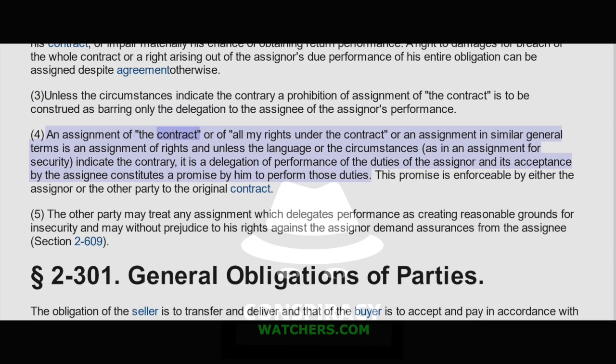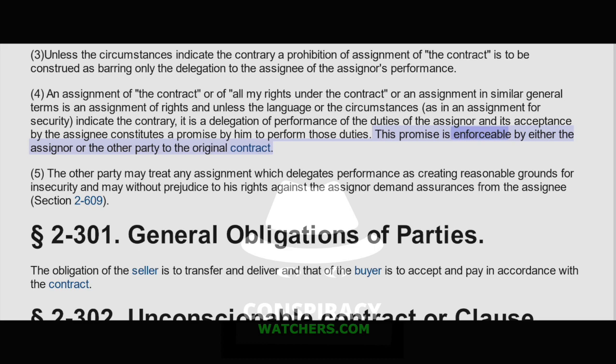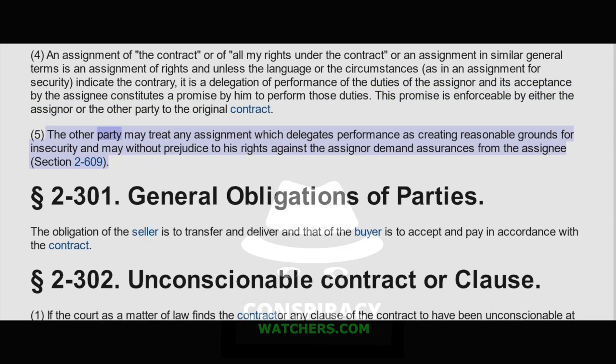An assignment of the contract or of all my rights under the contract, or an assignment in similar general terms, is an assignment of rights, and unless the language or the circumstances indicate the contrary, it is a delegation of performance of the duties of the assignor, and its acceptance by the assignee constitutes a promise by him to perform those duties. This promise is enforceable by either the assignor or the other party to the original contract. The other party may treat any assignment which delegates performance as creating reasonable grounds for insecurity and may, without prejudice to his rights against the assignor, demand assurances from the assignee.